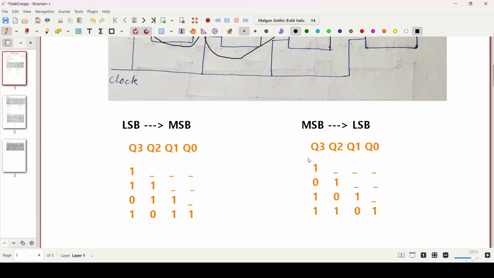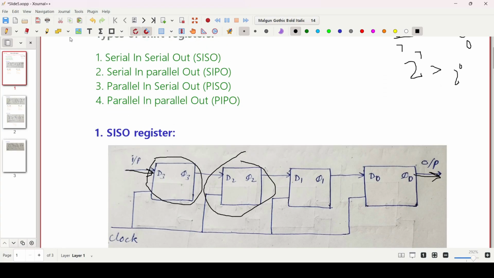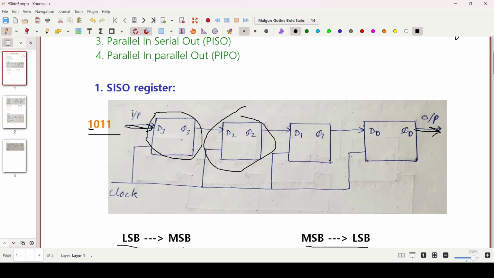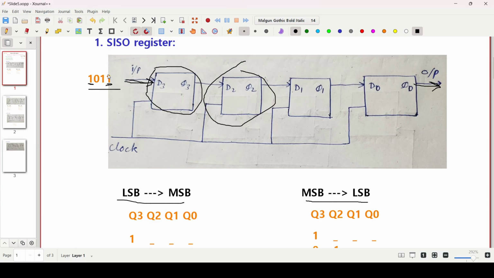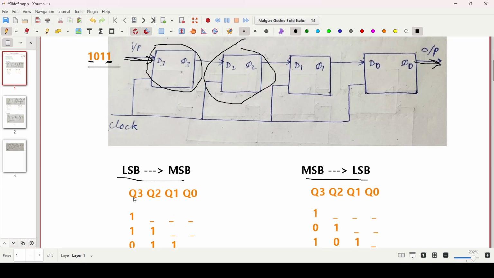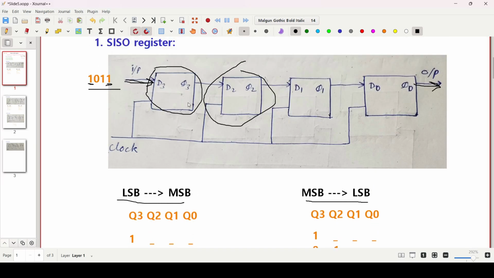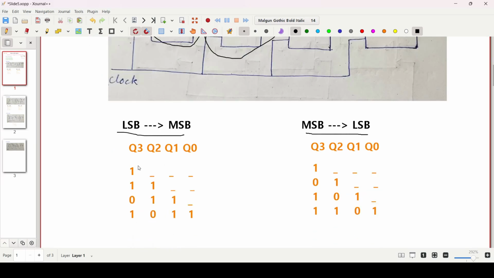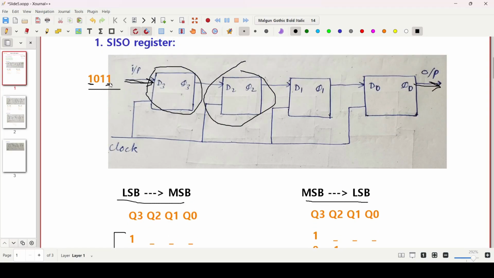So let's discuss what happens if we use the order LSB to MSB or MSB to LSB. We are taking the example of 1011 here. This group of bits will be input from this side. This one stands for MSB and this one stands for LSB. If we take the order of LSB, that is, if we start inputting from this side, 1 1 0 1, then you can see that the outputs at Q3, Q2, Q1 and Q0 will be like this. First of all, 1 will be entered.